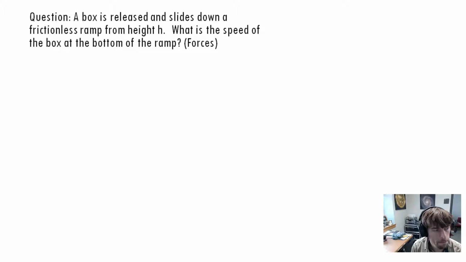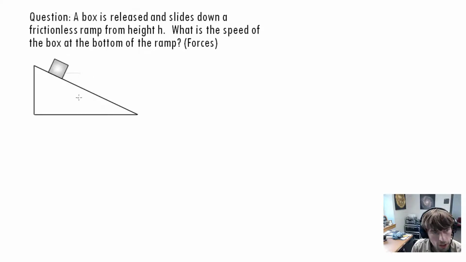Got it? Well, bam. Greg prepared early. So there we go. We've got a box, and I'll label this theta, and we're told that it starts from a height of h above the surface. So we have h. I should probably draw in some axes here. Let's get a y-axis perpendicular to the ramp. We'll do an x-axis parallel to the ramp going down. So we'll call that y and x. So here's y, here is x.